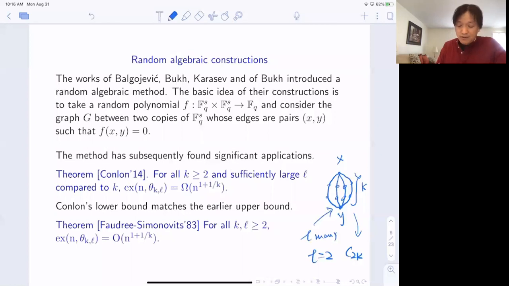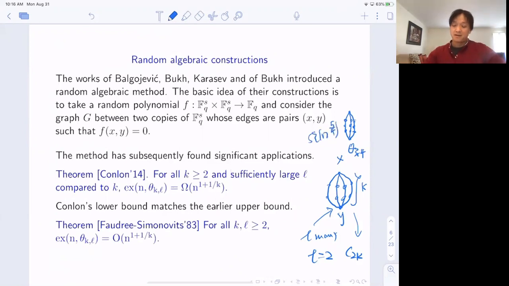I didn't mention it here on the slide, but I should mention that there's also a very nice result by Jacques Verstraëte and Jason Williford, who show that for k equals 4, when L is 3, you already get the correct exponent. So they don't quite establish the conjecture, the lower bound for C8, but they're able to do it for theta 3,4. They showed it's lower bounded by n to the 5/4. Okay, it's Verstraëte and Williford.